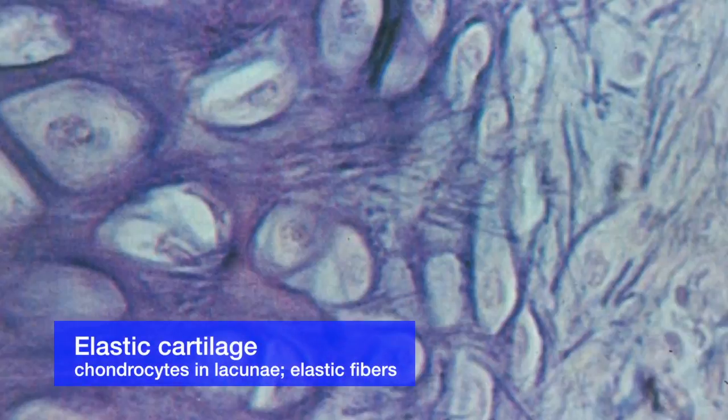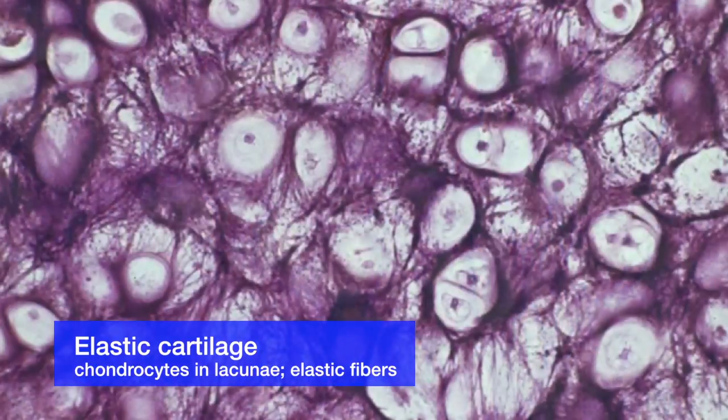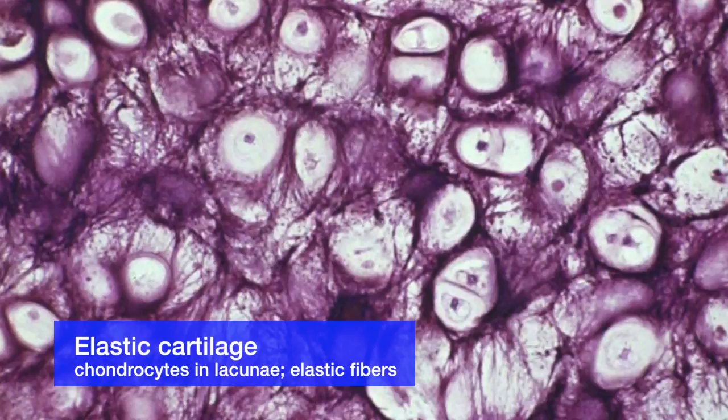In this slide, elastic cartilage contains fewer collagen fibers but large amounts of elastic fibers that give the matrix material a high degree of flexibility. This type of cartilage is found in the external ear and epiglottis and also in auditory tubes. And you see elastic cartilage with a lot of chondrocytes in the lacunae and elastic fibers.